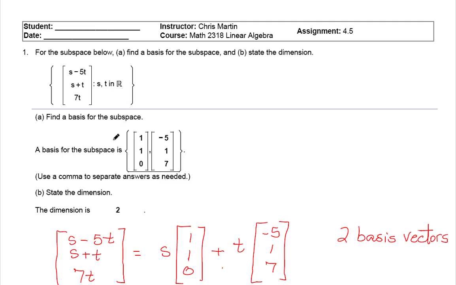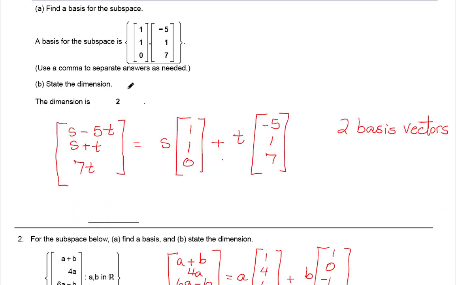So I took that down here, scroll down a little bit. I took that form and I split it with all the stuff that had S in it, all the stuff that has T in it. And so you can see that everything in the subspace is a linear combination of these two vectors. These two vectors are linearly independent and they are our two basis vectors. Since there are two basis vectors, the dimension is 2.